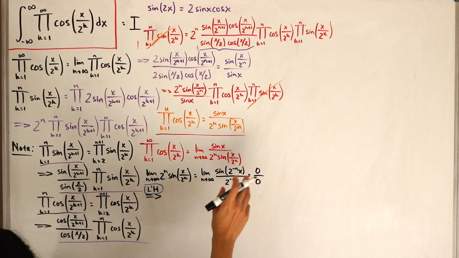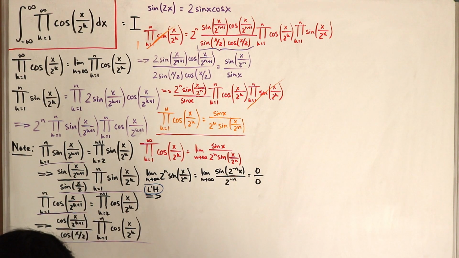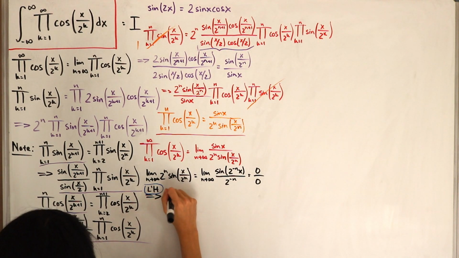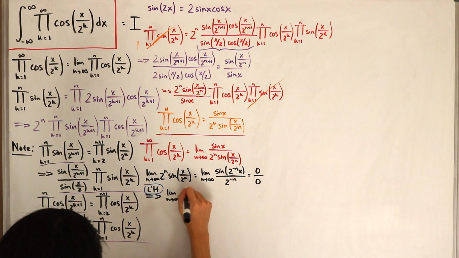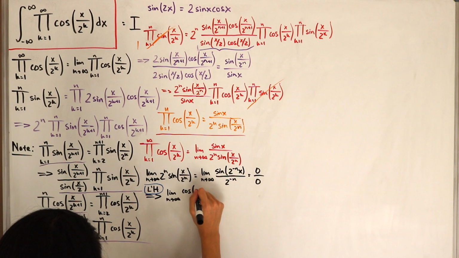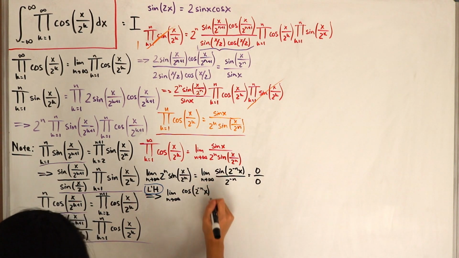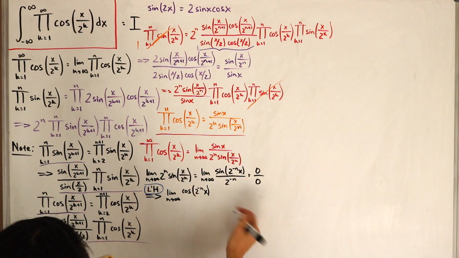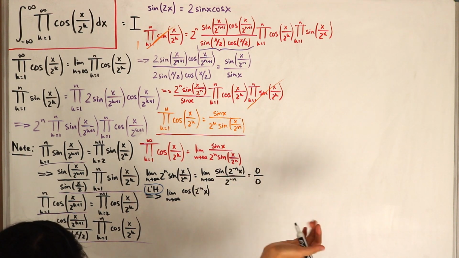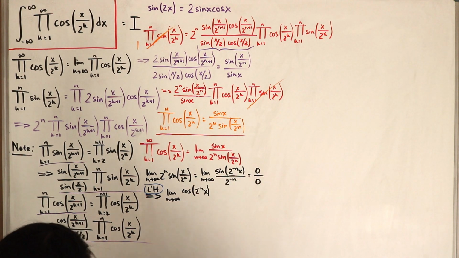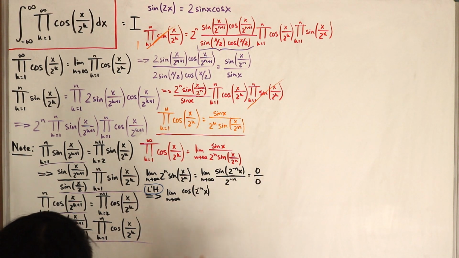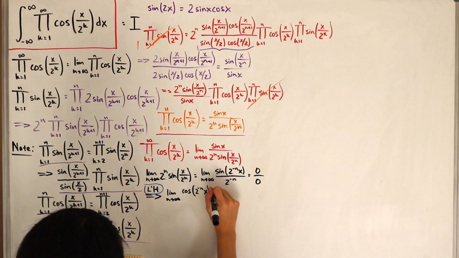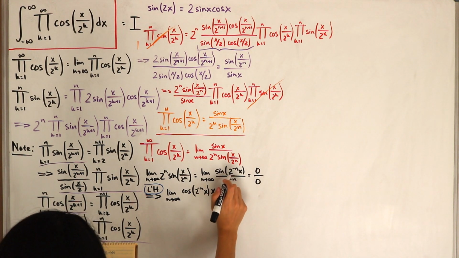That means I have to take the derivative of both the top and the bottom. If I do so, then you get the limit, and taking the derivative, this is just cosine of 2 to the negative n times x. Then you have to differentiate the inside. Well, not really a product rule, since x is a constant in this case. We're taking the derivative with respect to n. So we have x, and then take the derivative of 2 to the negative n.